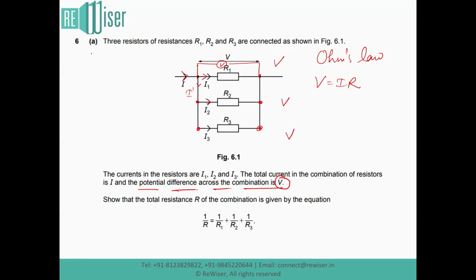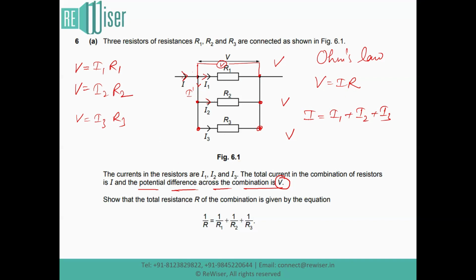So if you measure V, because V equals IR, here it will be I1 R1. V here will be I2 R2, and V here will be I3 R3, right? And this total current is I, so that means I is also equal to I1 plus I2 plus I3, because this current I is distributed among these three branches. This is the input current, and this is the output current, you can say.